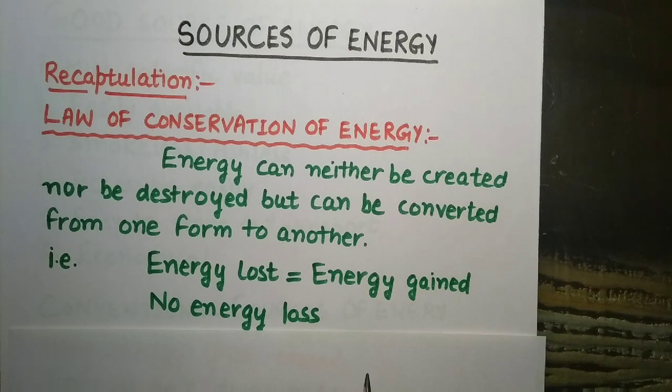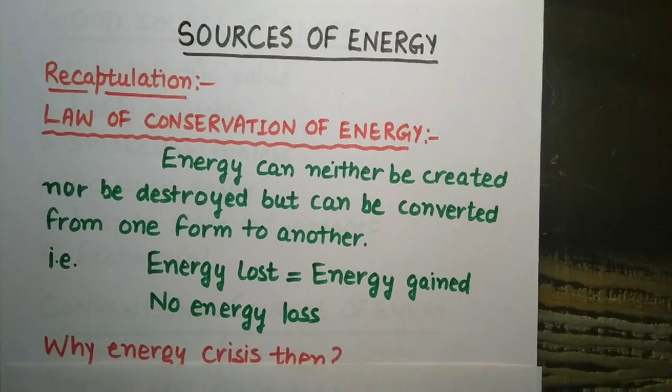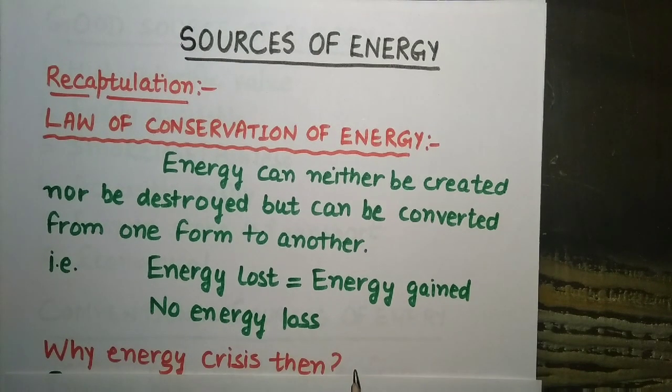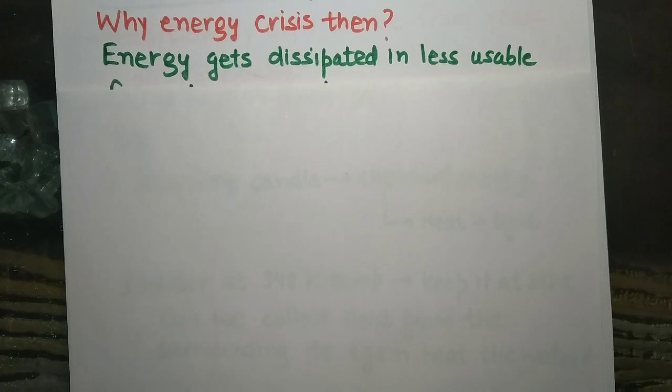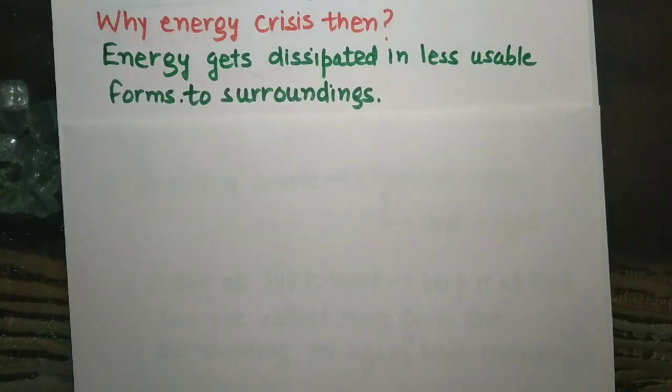If there is no energy loss, or energy does not get destroyed, then why is there an energy crisis? To overcome this riddle, I want to give you two examples. First of all, we have to think about why the energy crisis is there. In order to explain this question, I want to tell you that energy gets dissipated in less usable forms to the surroundings. That's why the energy crisis is there.